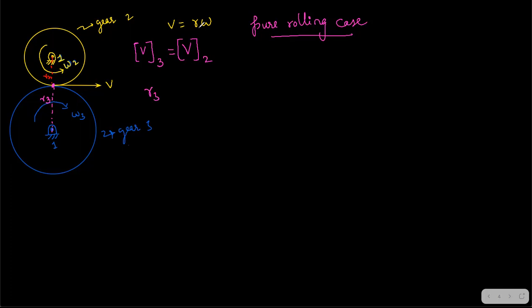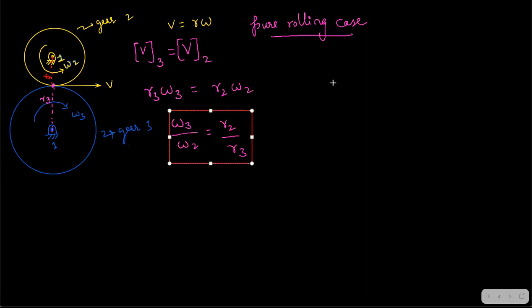V3 is R3 into omega 3, because V equals R omega, right? And if you consider the yellow gear, V2 is R2 omega 2. Now if I take omega 3 by omega 2, I am getting a fixed value, right? Cross multiplied, am I getting a fixed value? Yes. What is the significance of this fixed value? It is called constant velocity ratio.